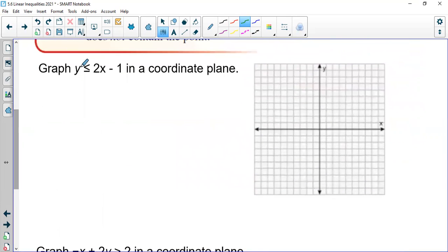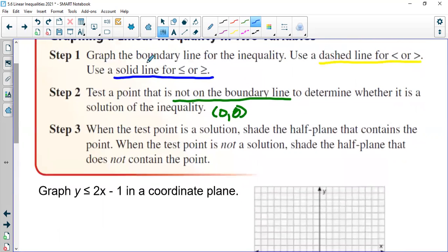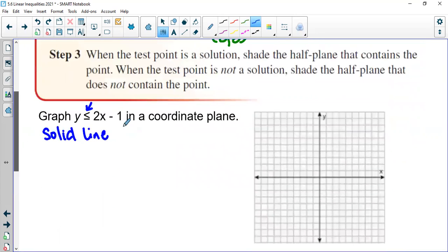Here's our first one. We're going to graph y is less than or equal to 2x minus 1 in this coordinate plane. So the first thing we're going to do, step one, is graph this line, and we are going to use a solid line because we have a less than or equal to. So this we know has to be a solid line because we have an or equal to relationship. In this line, we have a y-intercept of -1, and we have a slope of 2 over 1. So from that y-intercept, we go up 2, right 1, up 2, right 1, or we could go down 2, left 1. And then we're going to sketch our line.